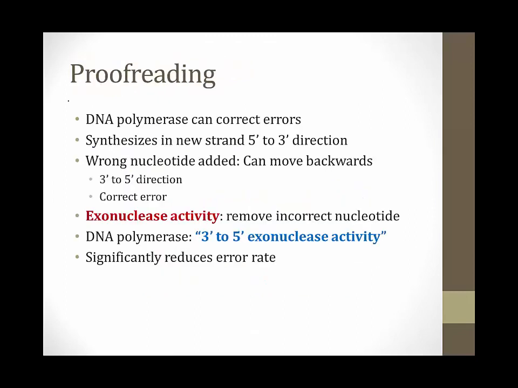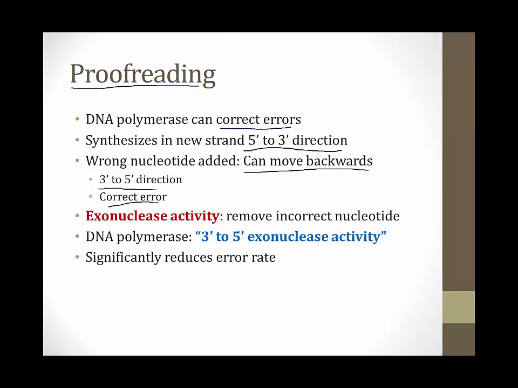Now that we've discussed DNA replication, let's talk about proofreading. Sometimes when a new strand of DNA is being synthesized, the wrong nucleotide can be inserted. It turns out that DNA polymerase has the ability to correct these errors in some cases. As we talked about before, new strands are always synthesized by DNA polymerase in the 5' to 3' direction. If the wrong nucleotide is added, DNA polymerase can move backwards. In other words, it can go in the 3' to 5' direction in order to correct the error.